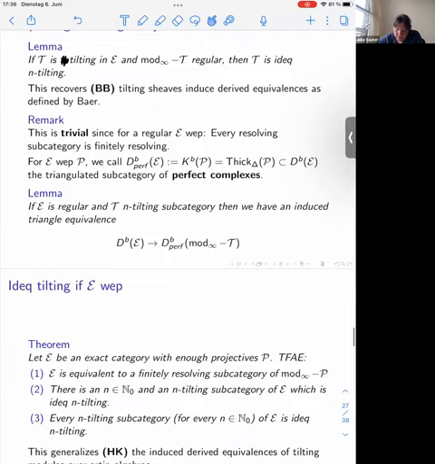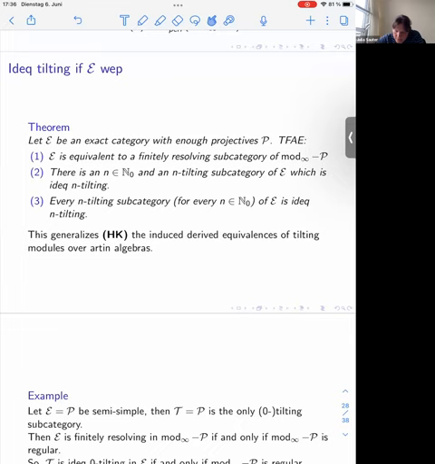Okay, and this is my main theorem. If E is an exact category with enough projectives, the following are equivalent. E is equivalent to a finitely resolving subcategory of mod infinity P as an exact category. And there's an n in N_0 and an n-tilting subcategory of E which is IDEC n-tilting. And every n-tilting subcategory of E is IDEC n-tilting. And this then is a generalization of this situation for tilting modules over Artin algebras.